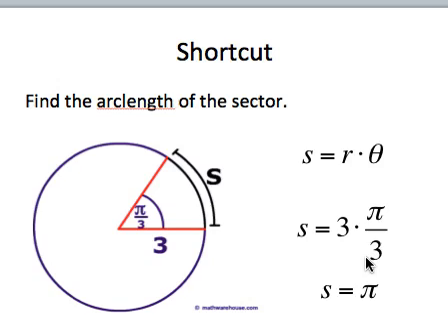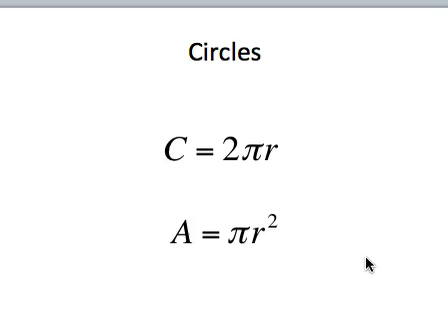But that only works if the angle that you're given is in radians. Don't use it if what you're given is in degrees. We don't really have an easy shortcut in that circumstance. Again, to our formula for circumference and area. This time we're going to focus on area.